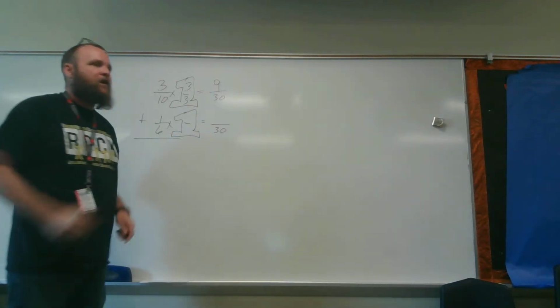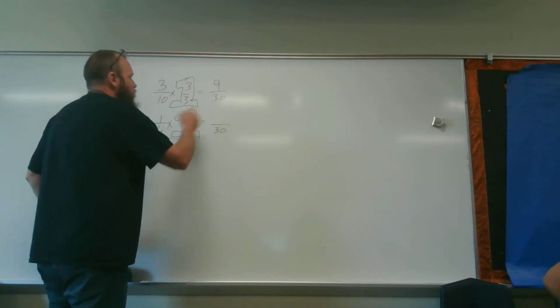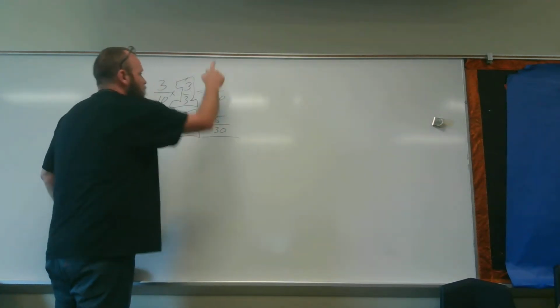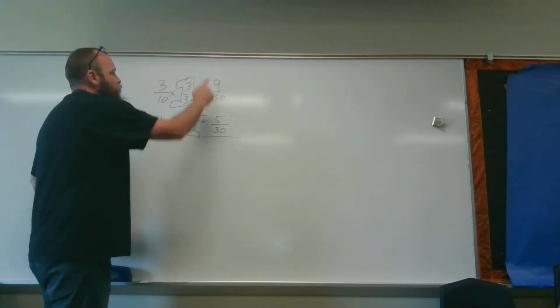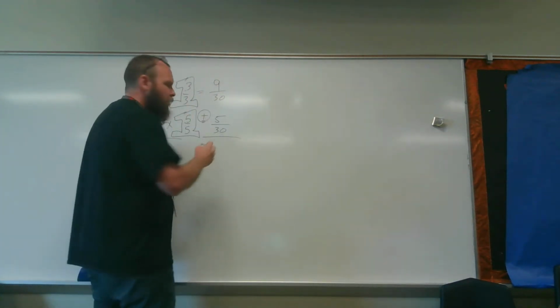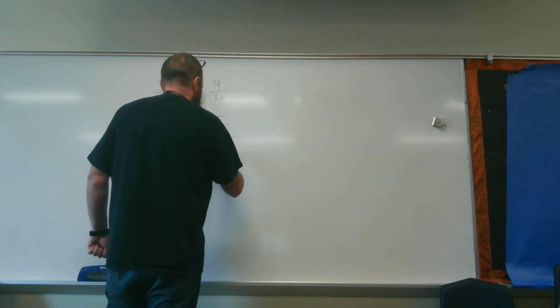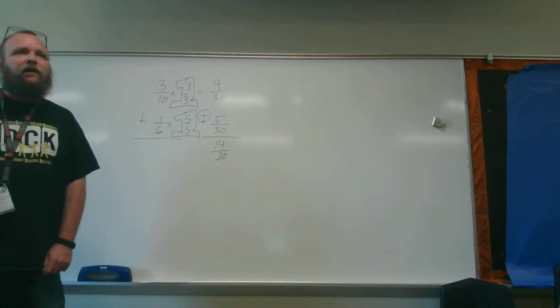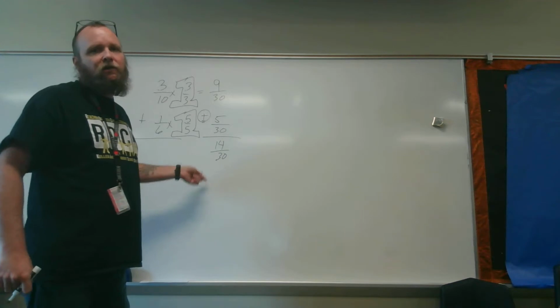6 times what is 30? 5. 5/5. Thank you. I have a denominator of 30. 9, and it's an addition problem. 9/30ths plus 5/30ths is 14/30ths, right? Good, 14/30ths. But wait, there's more. I need to see if I can simplify it. Well, I know they're both even.